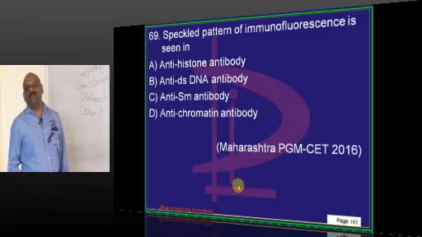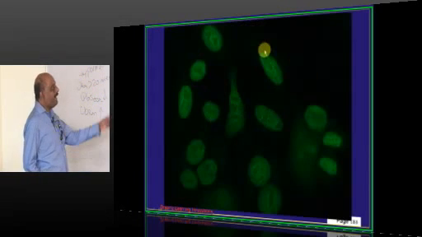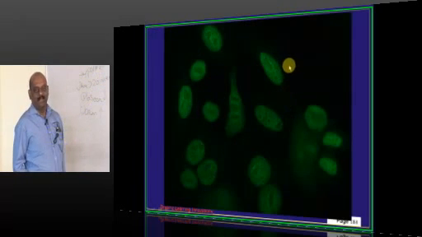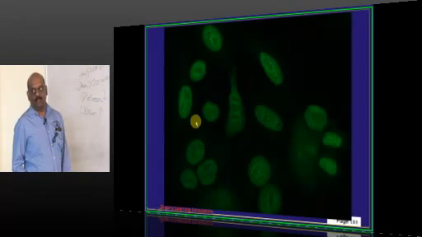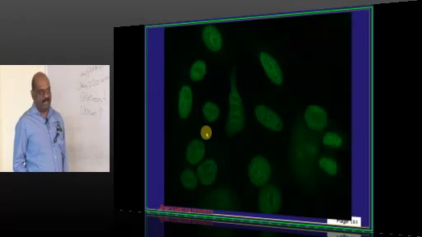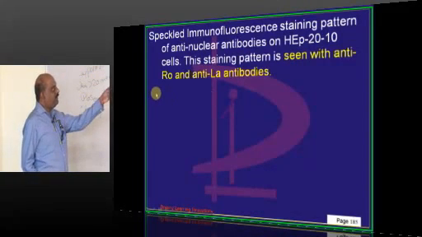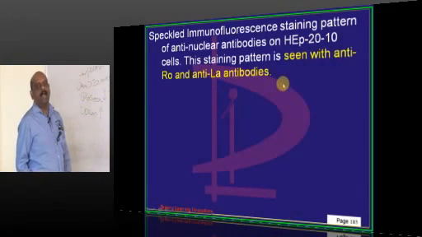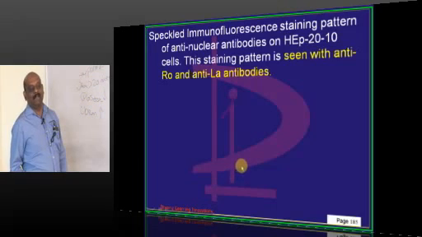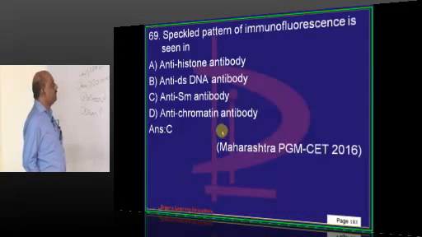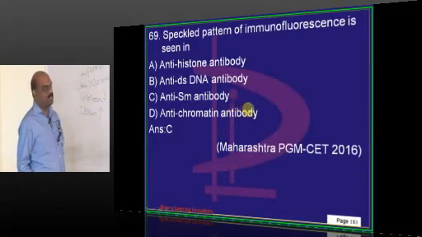Speckled pattern of immunofluorescence typically is seen with anti-Smith. This is called speckled pattern. Recently we have given in one of our mock tests directly the immunofluorescence image and asked you where do you see this. So typically it is seen with anti-Ro and anti-La antibodies is the speckled pattern. Okay, so that is anti-Smith in this case.